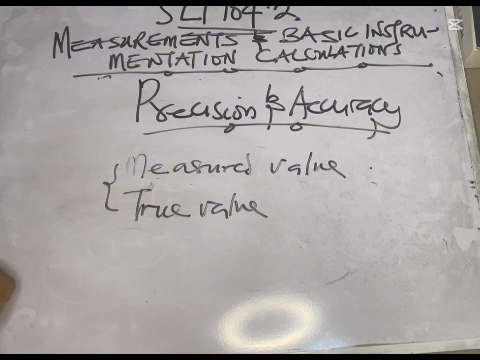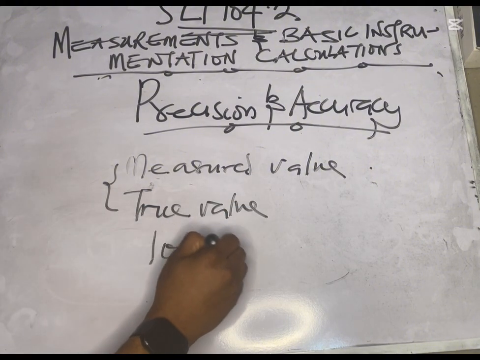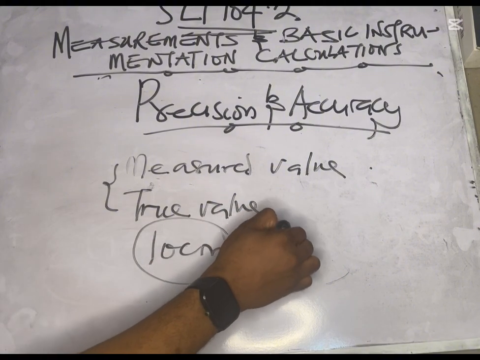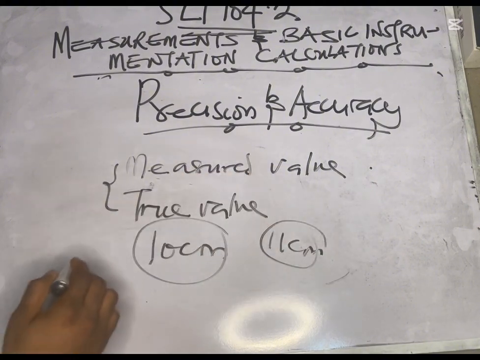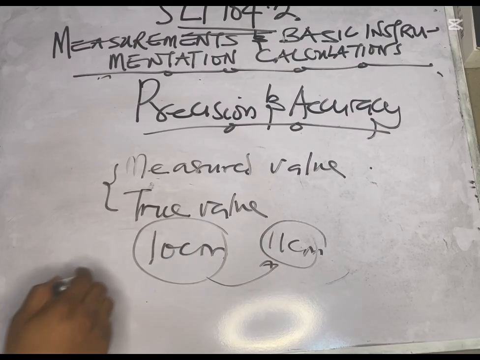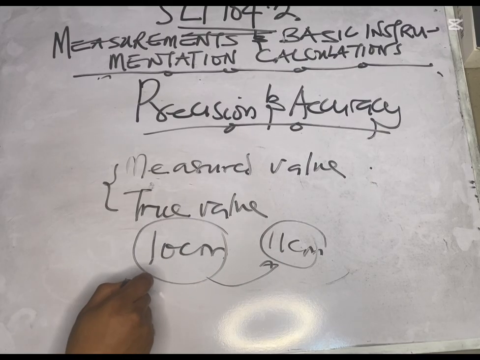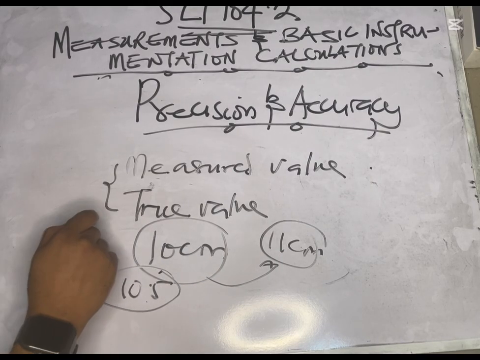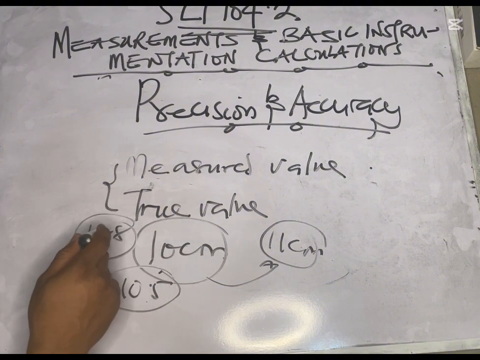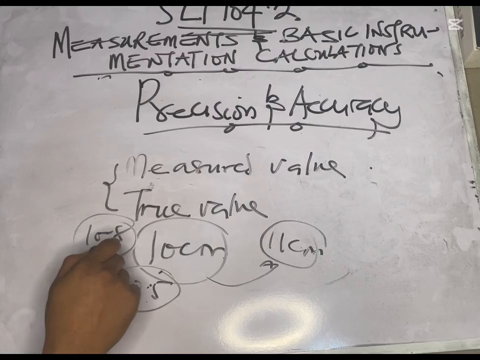For instance, if we take the length of this board and it gives us maybe 10 cm, and of course the true value, the actual measurement of this board, is 11 cm. If you look at it very well, they are actually close. If we have 10.5, it's also accurate. If we have 10.8, it is also accurate. Even 10 cm is not as accurate as 10.8, 10.5 or 10.9.